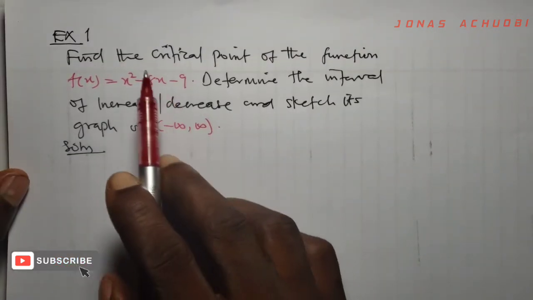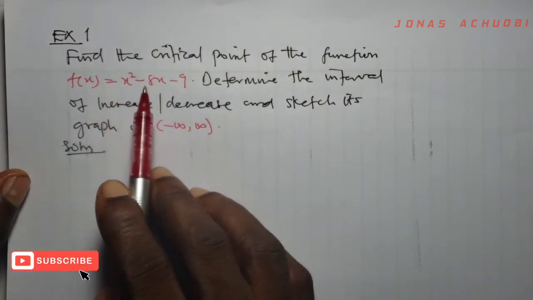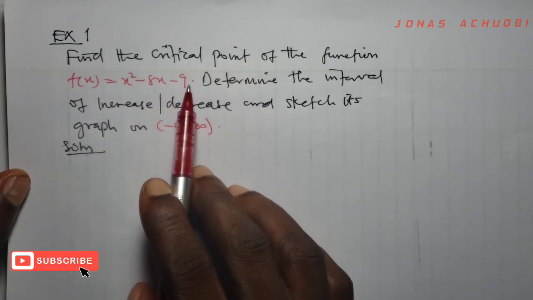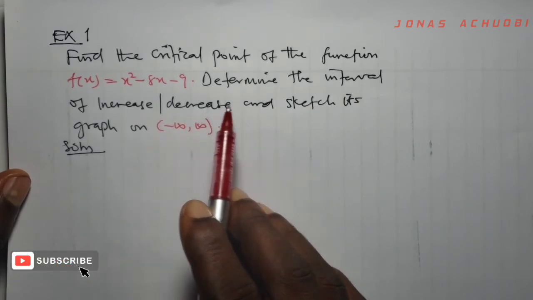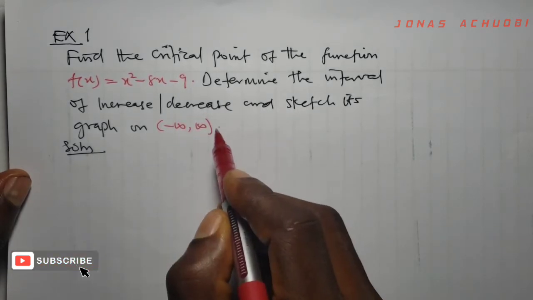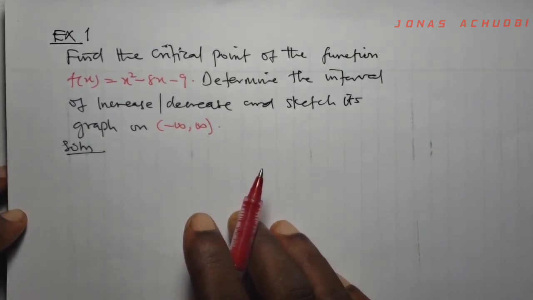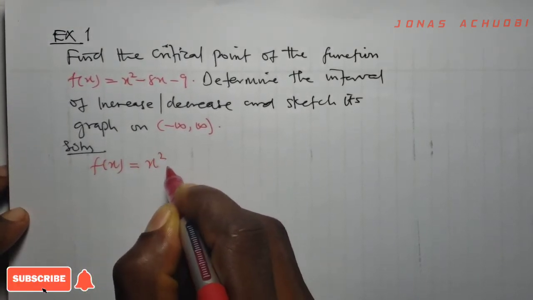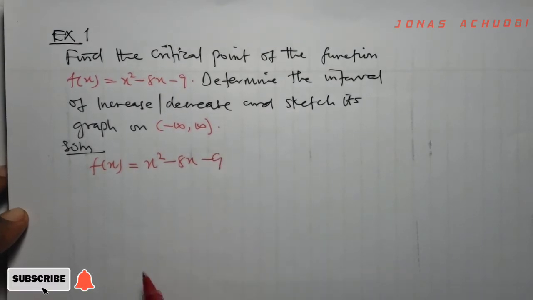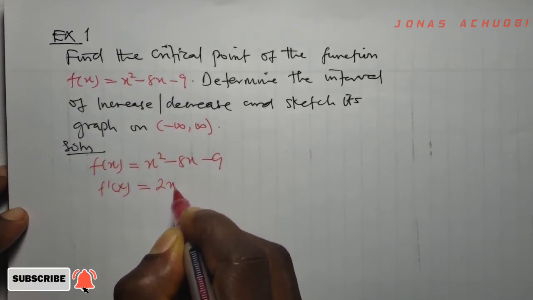Example 1. Find the critical point of the function f of x equal x squared minus 8x minus 9. Determine the interval of increase/decrease and sketch its graph on the interval minus infinity to infinity. We proceed as follows. The function given to us is f of x equal to x squared minus 8x minus 9. The next thing we do is to differentiate the function, f prime of x, and that gives us 2x minus 8.